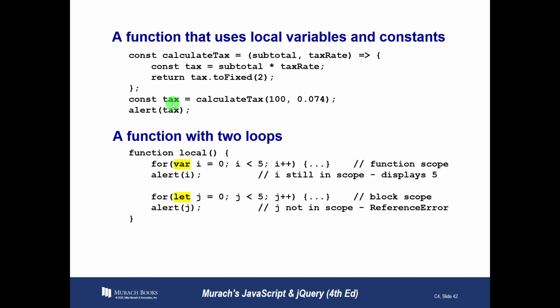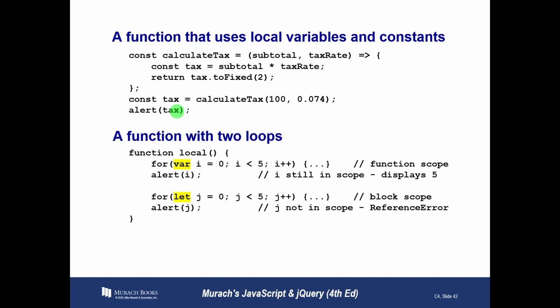Okay, so these two constants have the same name. This one was declared inside the function and it is separate from this one declared outside the function. Okay, and then we can alert tax here and we don't have any problems at all.